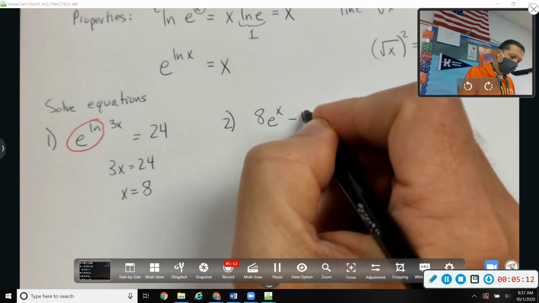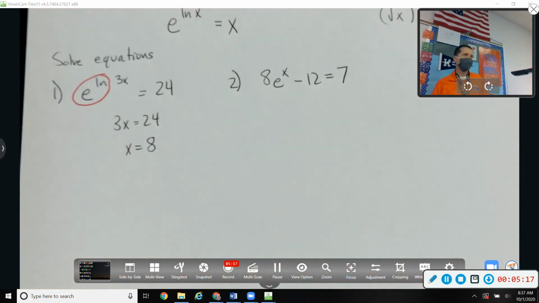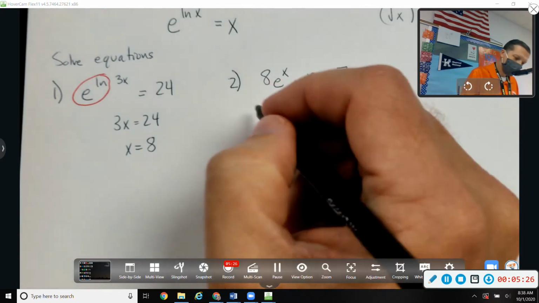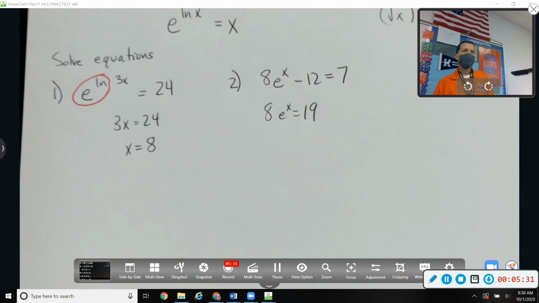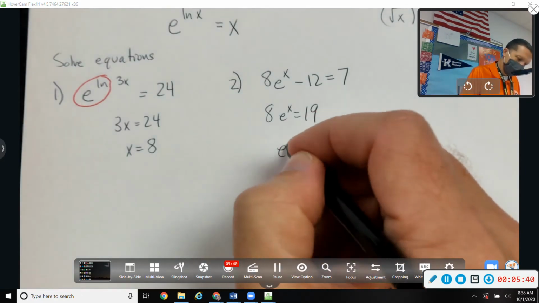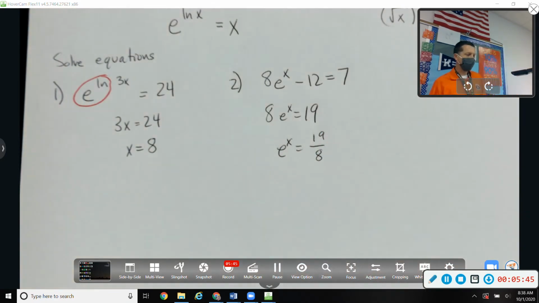8 e to the x minus 12 equals 7. Again, we're not even doing calculus right now. This is algebra stuff. What do you want to do first on that one? Add 12. 8 e to the x equals 19. How about next? Divide by 8. Now it gets a little bit dicey maybe. Maybe we don't remember what to do next.